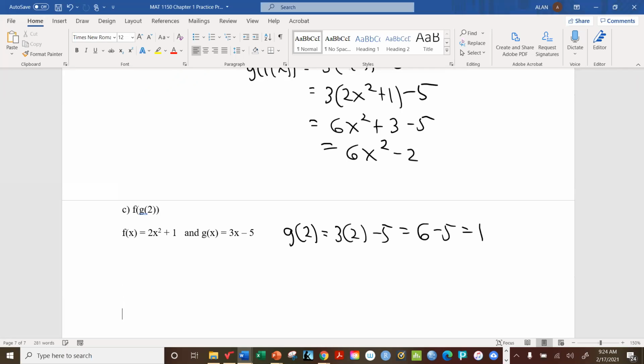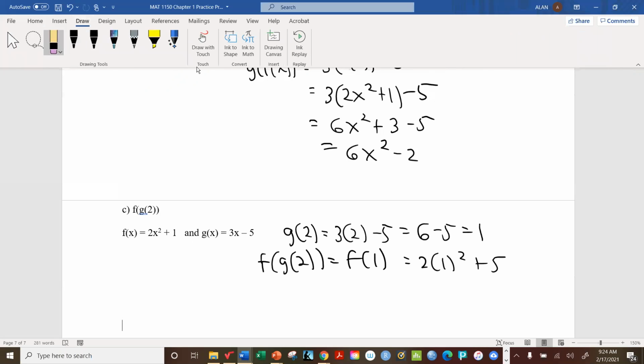So that being the case, f of g of 2 is the same thing as f of 1. And of course, that means since f of x is 2x squared plus 1, whoops, what am I doing with that 5 there? It's 2x squared plus 1, not 5. 2 plus 1 equals 3. That's all you had to do.